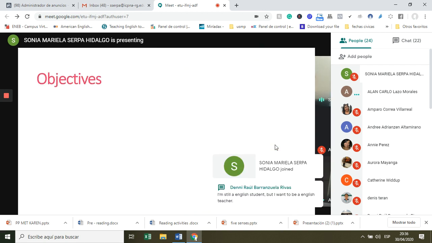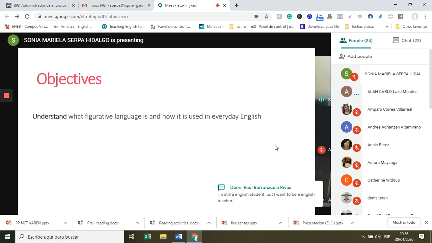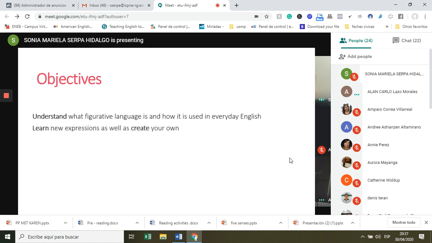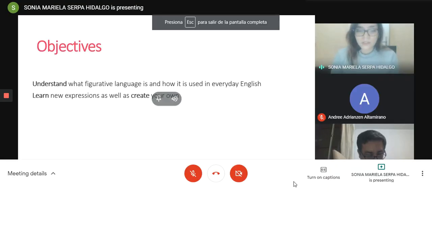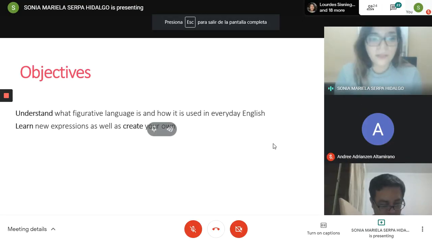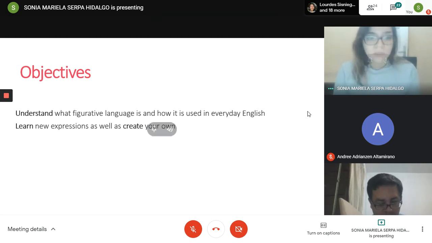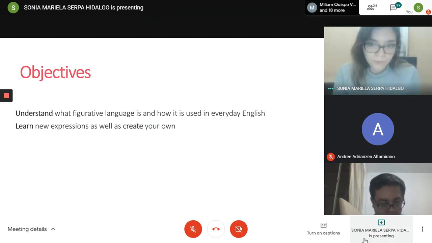Objectives for today. Our first objective is to understand what figurative language is and how it is used in everyday English. And the second objective is to learn new expressions as well as create your own. So that's what we hope to do today. We're going to talk about figurative language, and we're also going to create our own.